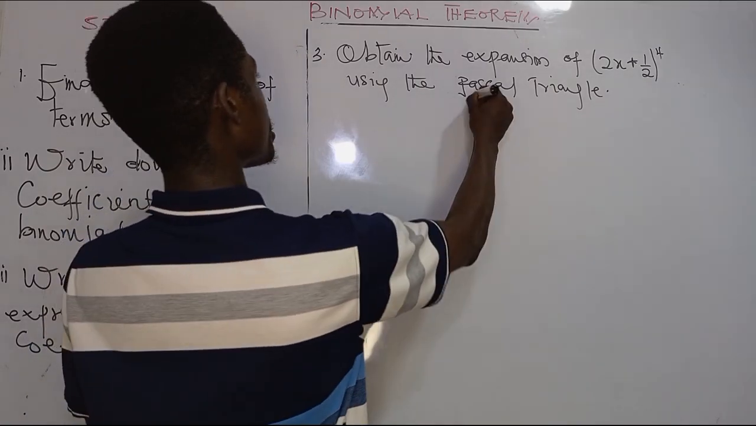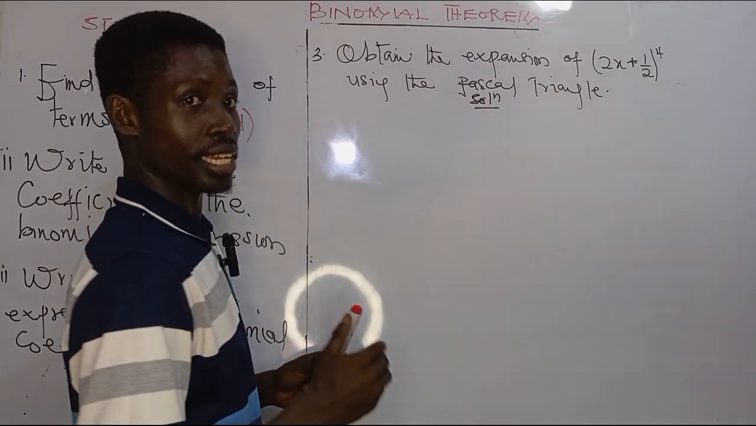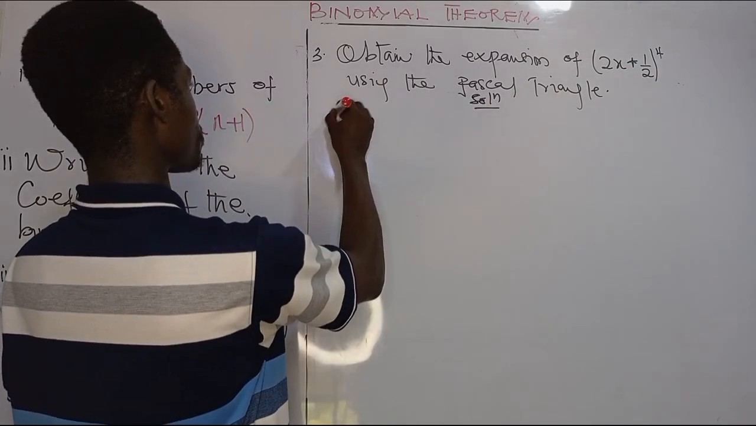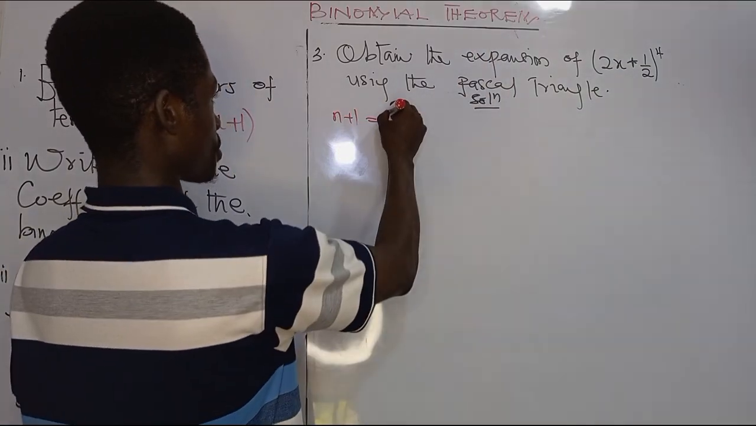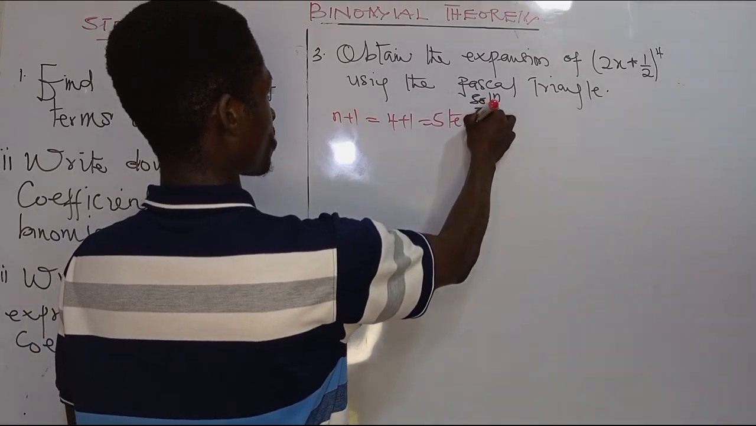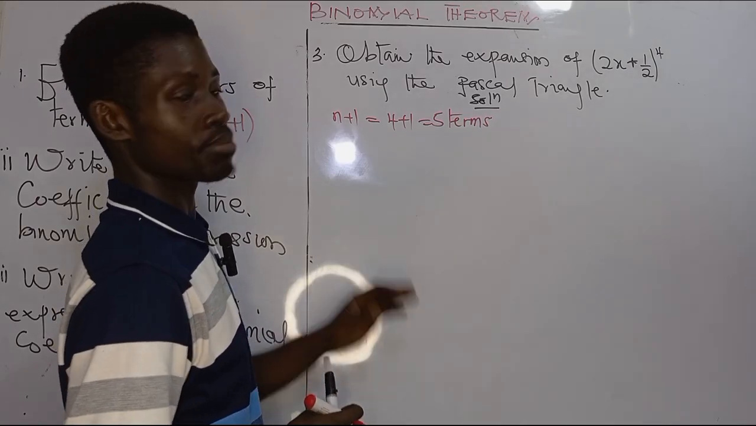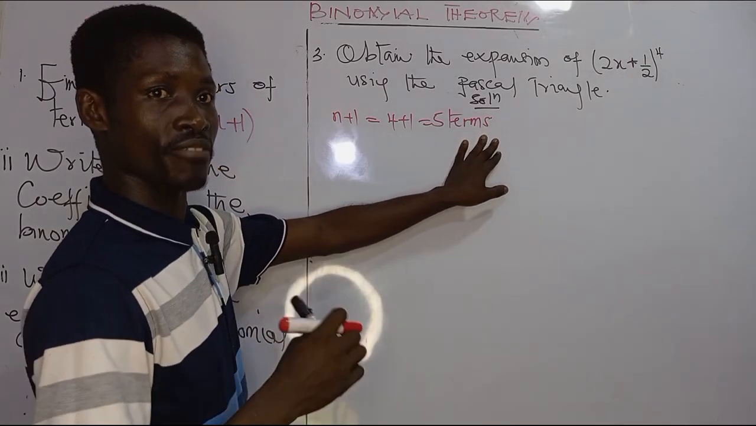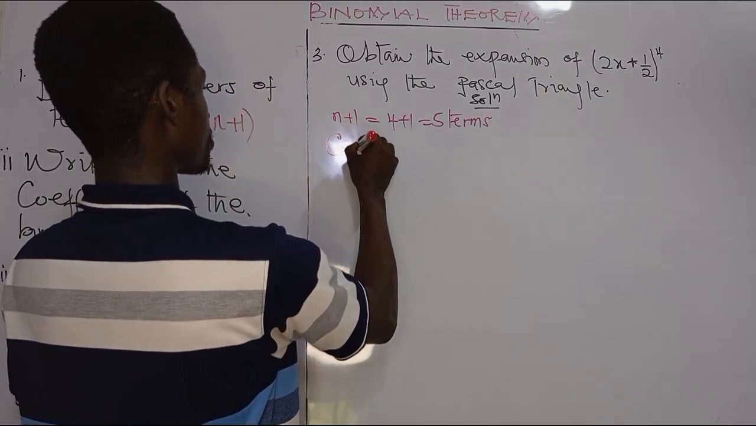So we have our solution. The first thing, we have to find the number of terms using n plus 1, where n is the power of the binomial expression. So we have 4 plus 1. That gives us what? 5 terms. So after expansion and after further simplification, we should get what? 5 terms. And then after that, we write the coefficients.